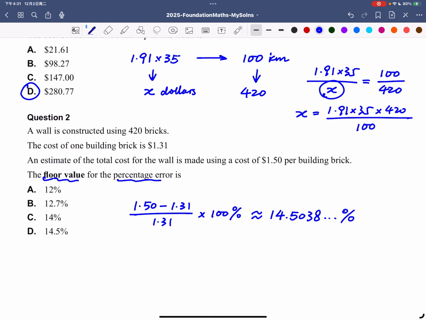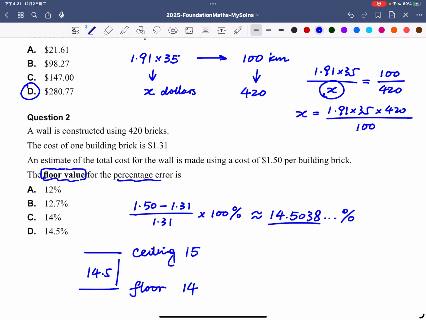Well, it looks like we need to choose option D because option D is closest to the calculated value, but the question has bolded this phrase, the floor value. So for a value, we could have a ceiling, we could have a floor. If I correct this number to the nearest percent, I know 14.5% is between 15% and 14%. That's why the floor value should be rounded to option C, 14%, which is the lower limit.